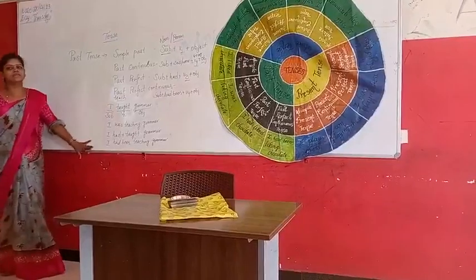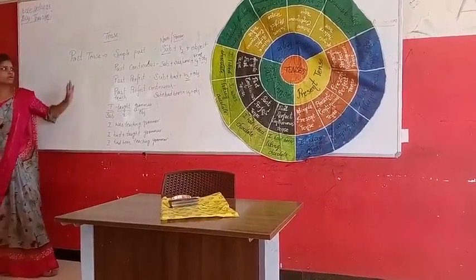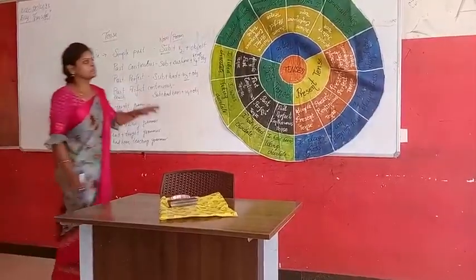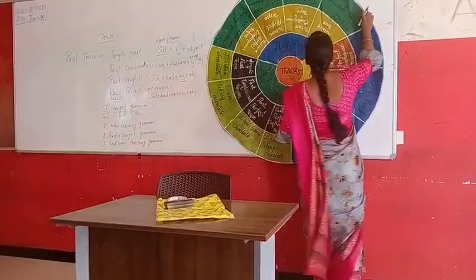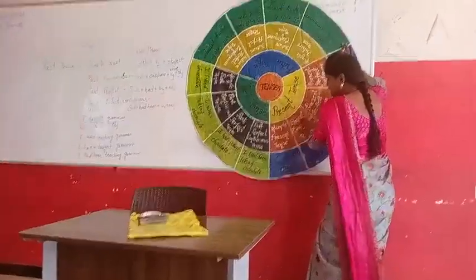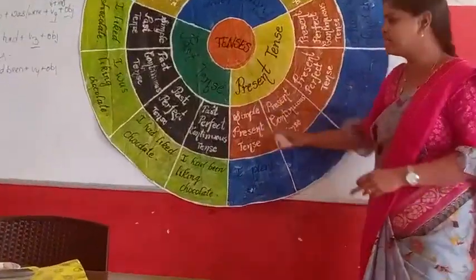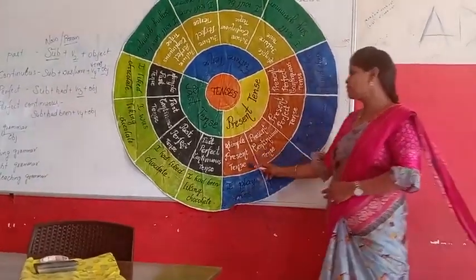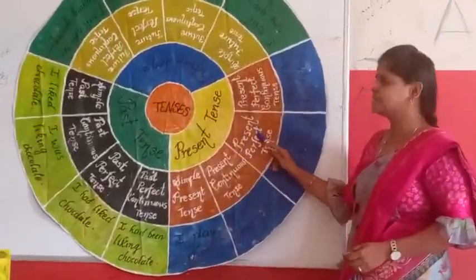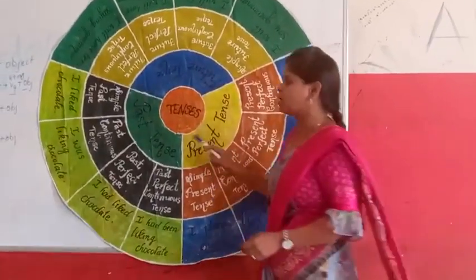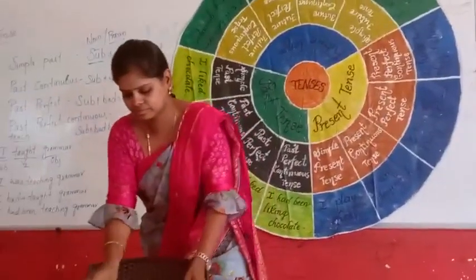In this way, we can frame sentences for every tense. Now I said about past tense. In the same way, here we have present tense and future tense. Here we can see this present tense is divided into simple present, present continuous, present perfect and present perfect continuous. What is the structure of simple present tense?